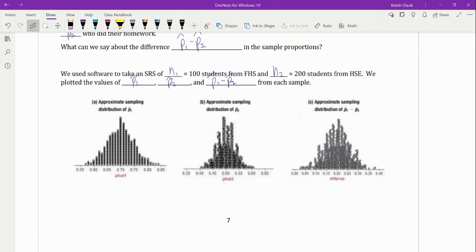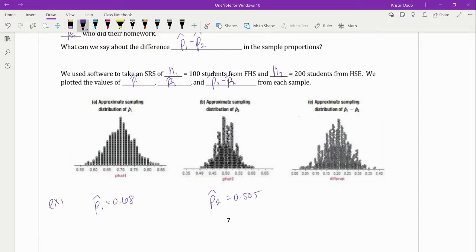So let's say, for example, and this is just an example here, in the first distribution, Mr. Swaim taking the SRS of Fisher's High School students found that P1 hat was 0.68, close to the 70%, but maybe not exactly the 70%. And then Mr. Fletcher did the same thing, and in his sampling distribution, he got a P2 hat of 0.505. Again, close to the 50% that we expect, but not exactly that due to just the sampling variability there.